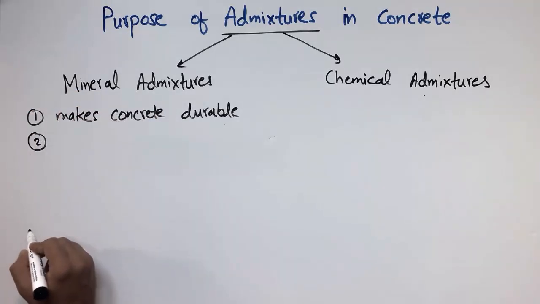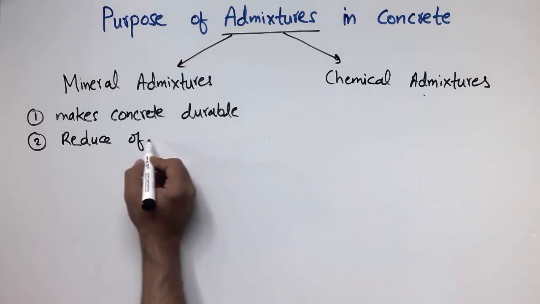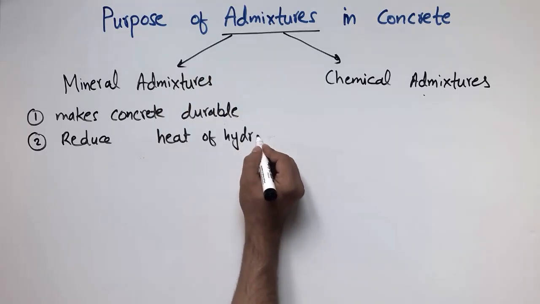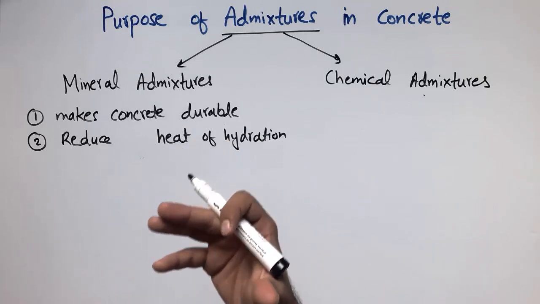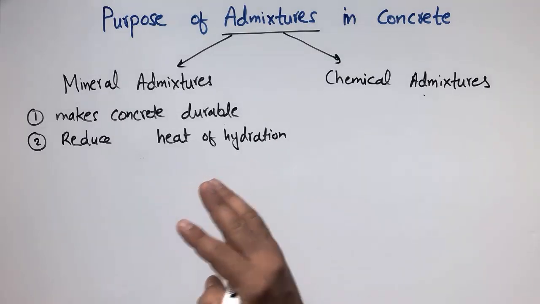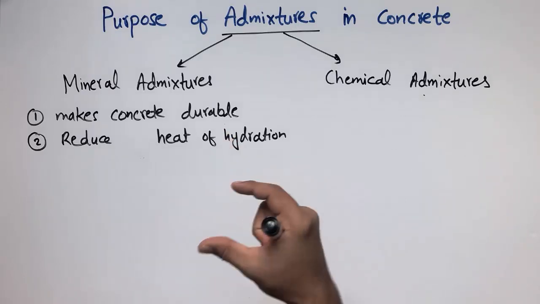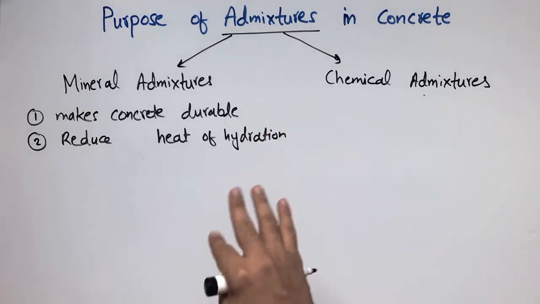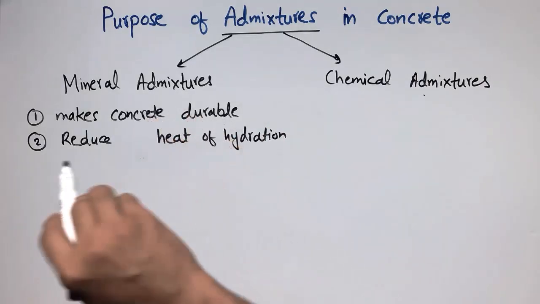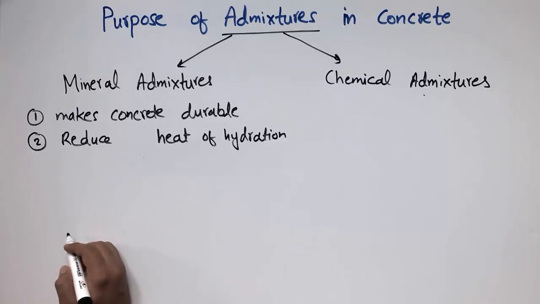The second one is that it reduces the heat of hydration of concrete. What does it mean? When we place the concrete in a structural member, heat of hydration is produced because of the chemical reaction between the cement constituents and the water. It is an exothermic reaction, and it releases a huge amount of energy which increases the internal temperature of the concrete. It may cause thermal cracks in the concrete. So we place the mineral admixture, and it reduces the heat of hydration, which is good for reducing the thermal cracks in the concrete. This is the second purpose.